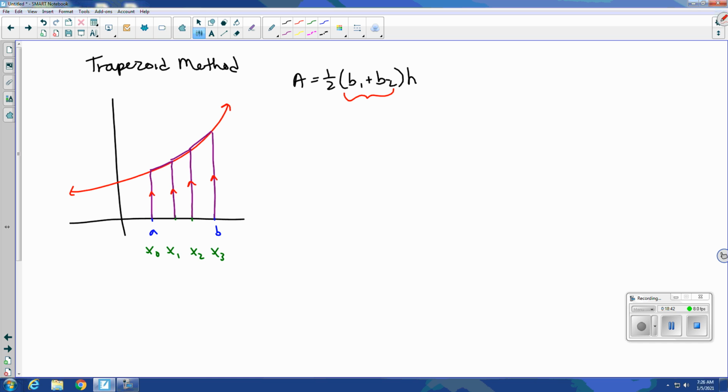So B1 and B2 are going to come from the function output at the endpoints of the subintervals.